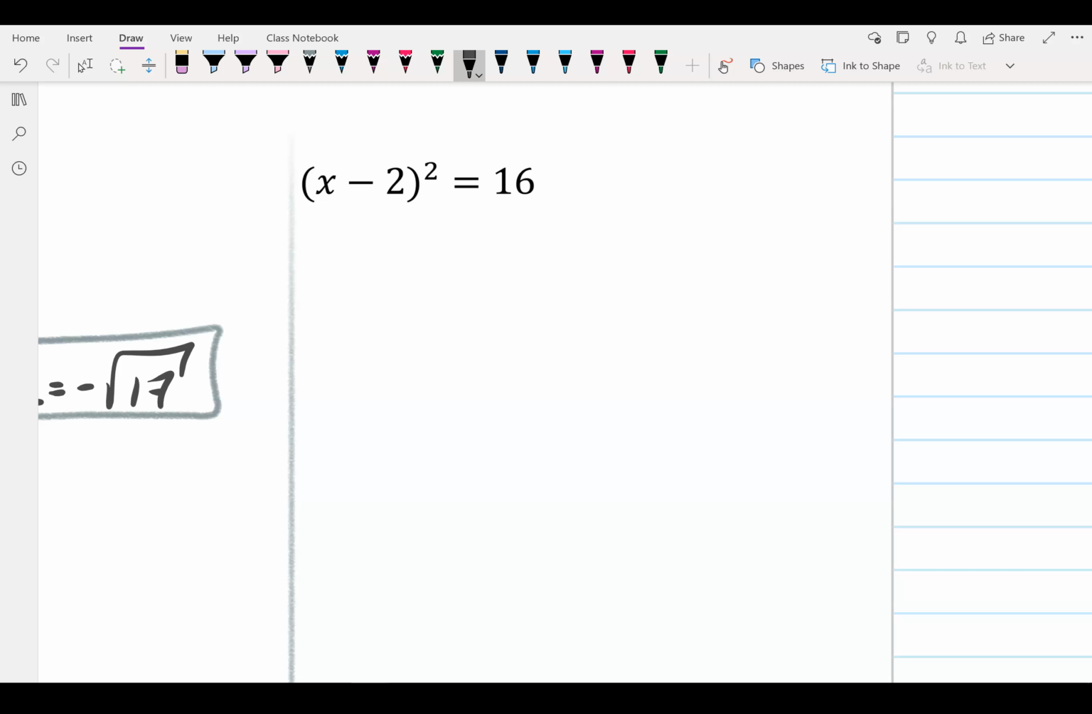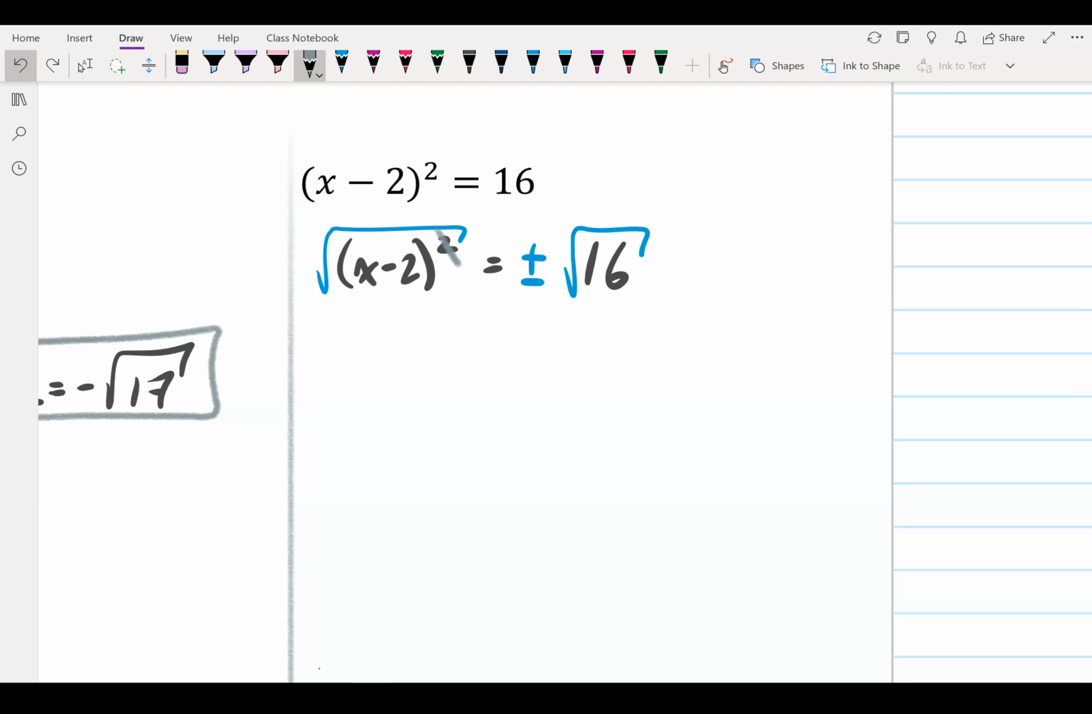First things first, I would get the square root of both sides. All right, so I have x minus 2 all squared equals 16, but I'm going to square root both sides. And by doing that, I need to make sure I have a plus and minus for the constant term. And that'll make sure that I get two solutions when I finish. The square root on the left side cancels the square. That leaves us with x minus 2 on the left. On the right side, plus or minus square root of 16. Square root of 16 is 4. So plus or minus 4.